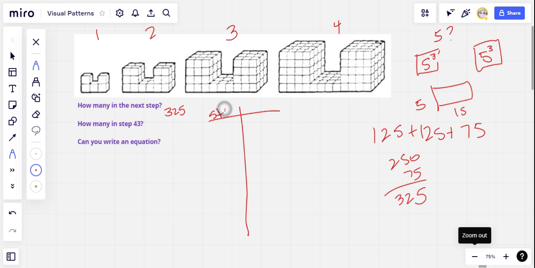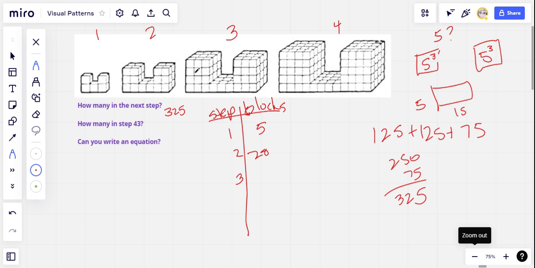So I'm going to make a chart here with the step number and then the number of, I guess I was calling them blocks. So in step 1, we just have 5 blocks to begin with. In step 2, we go up to, so what is that? So that's 8 and 8 and 12. So is that 28?